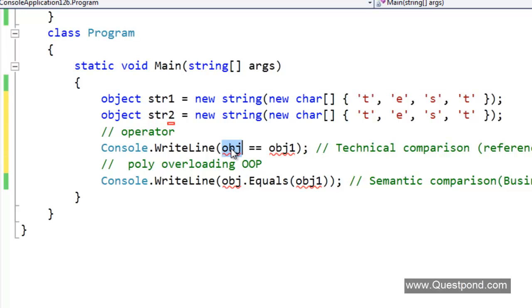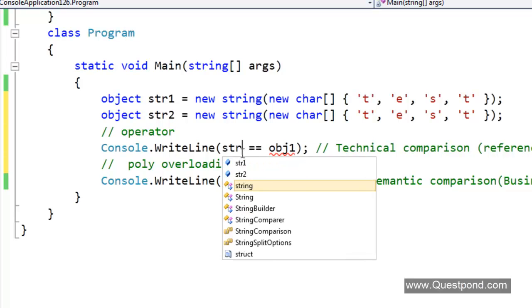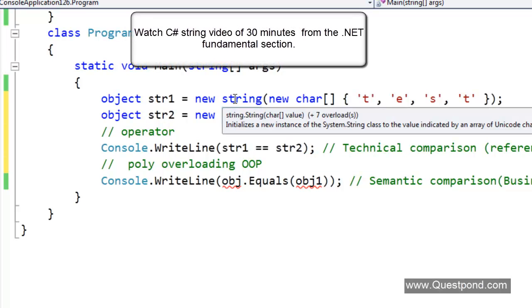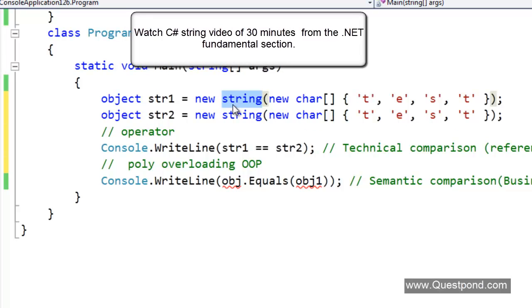Now if I do str1 equal to str2, it will say me that these both are not equal, because this is a different string object and this is a different string object. In case you are confused about that is string object or not, I would suggest to go and watch the 30 minutes video series where we have explained what is a string, what is interning, what is immutable, etc. right? So I would suggest you to go and watch that.